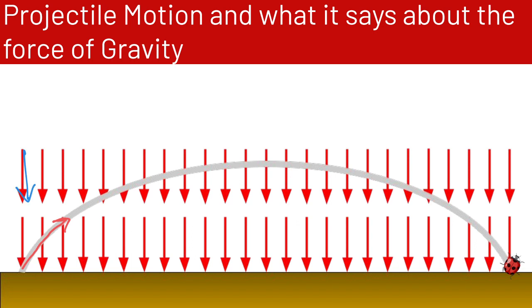these are gravitational field lines. Notice that they are uniform and they are pointing down towards the surface of the Earth. They're all the same distance apart and they are all the same length, which means that it's a uniform strength of gravity.